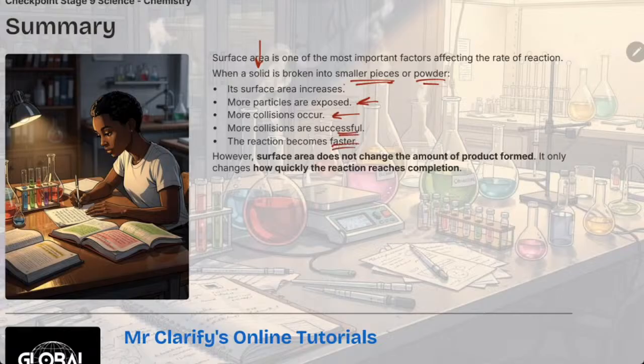Now remember, surface area does not change the amount of product. Don't forget this. Changing the surface area does not make us get more. It's a lie that people write. It just makes us get the same stuff, but faster. So it just changes how quickly the reaction goes to completion.